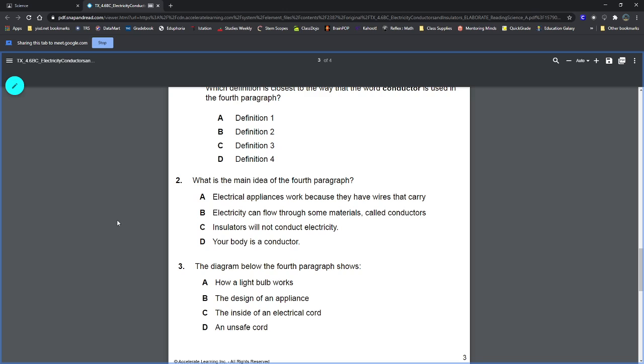A, electrical appliances work because they have wires that carry. B, electricity can flow through some materials called conductors. C, insulators will not conduct electricity. Or D, your body is a conductor.